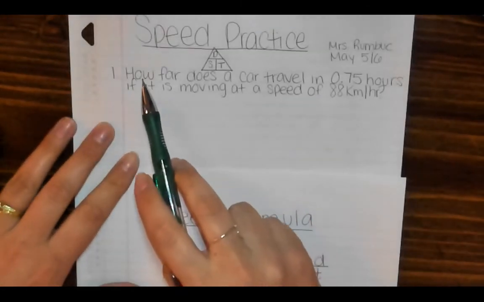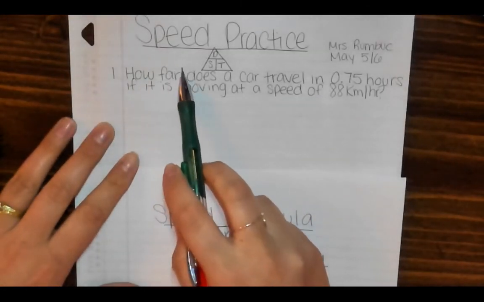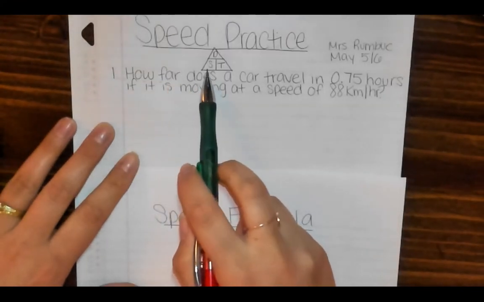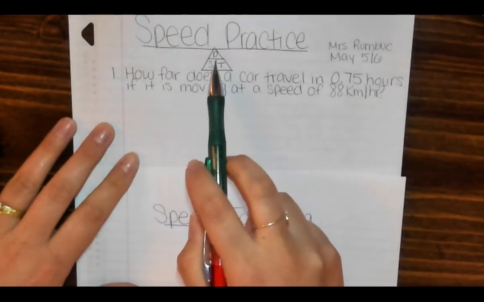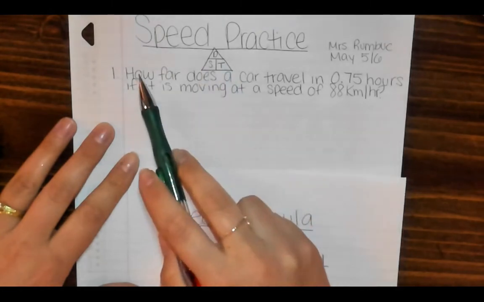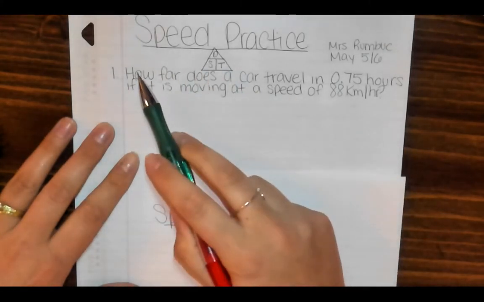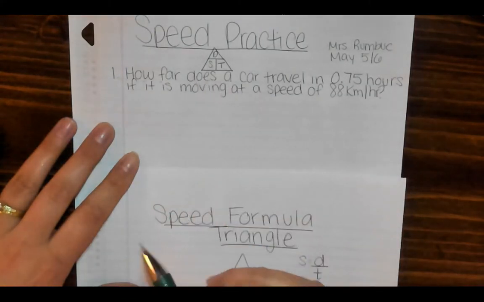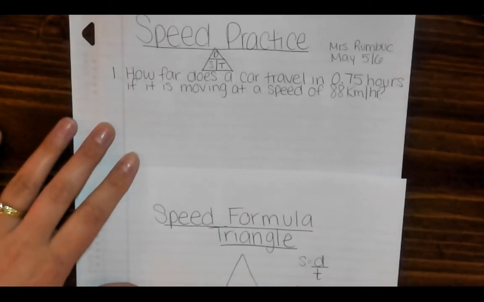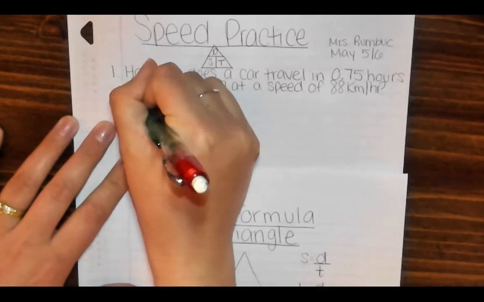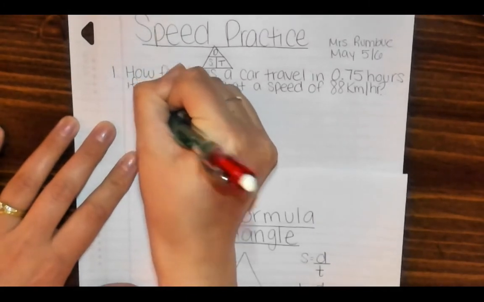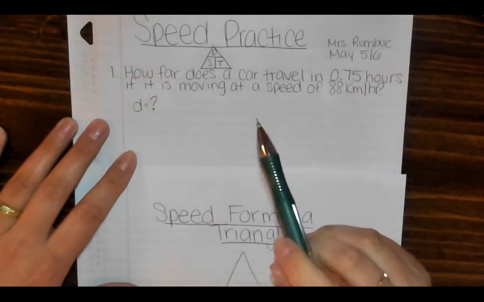So when we reread the question, it says, how far? When you think of the word far, you don't think of speed and you don't think of time, you think of distance. How far is something? That refers to distance. And so it's asking us, how far does a car travel? Well, we don't know that because that's what it's asking for. So we are looking for D. D is our unknown variable.